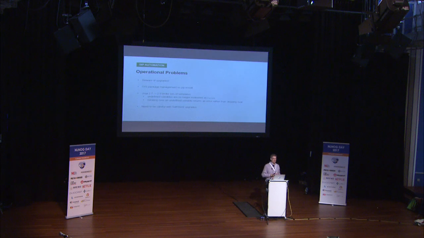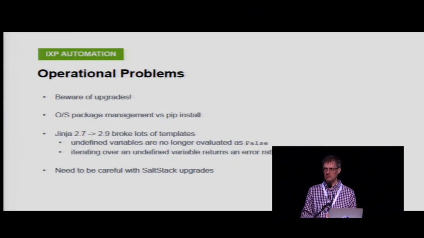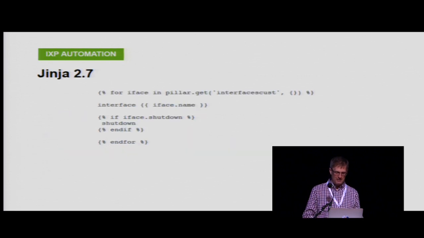Okay, so this is DevOps territory, and in DevOps territory, it's like walking around a building site. So you would expect that Jinja 2.7 to 2.9 is not going to break things because it's not a major upgrade, right? This was not a valid assumption at all. So this is Jinja 2.7, works very well.